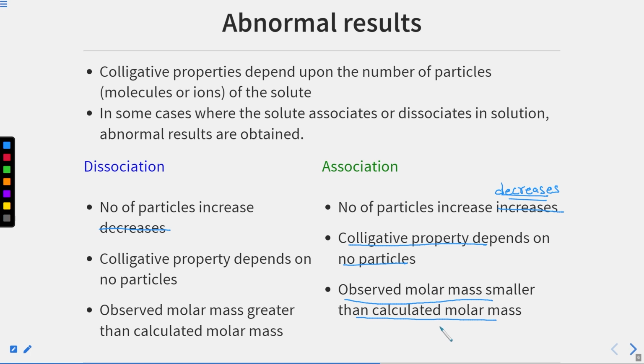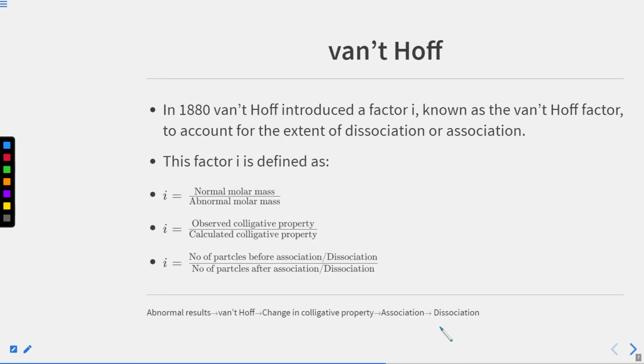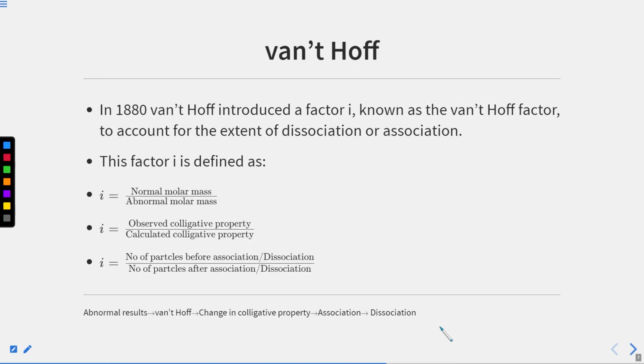Observed means the actual one, and calculated means the molar mass we have calculated using the formula. Now, to quantify it, Van 't Hoff gave something called i and termed it the Van 't Hoff factor.